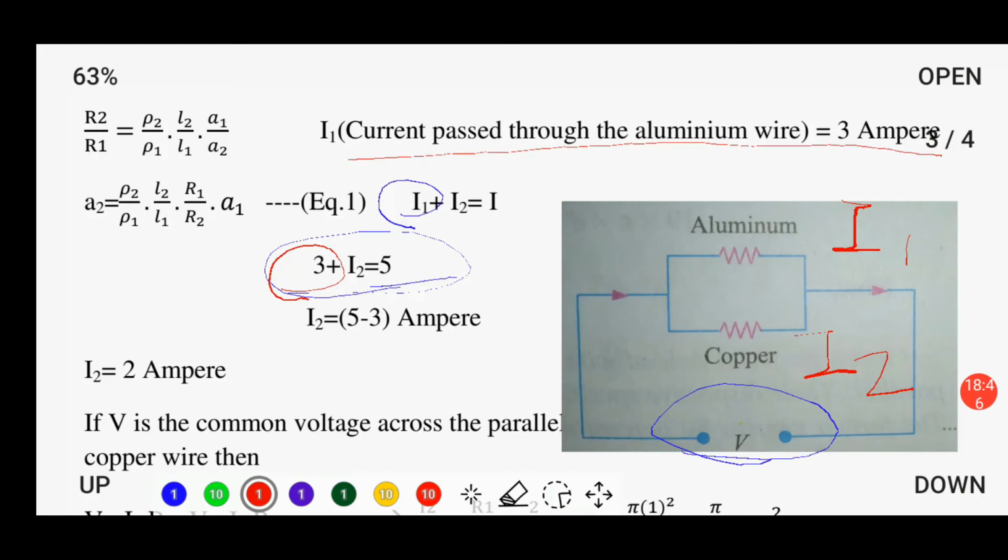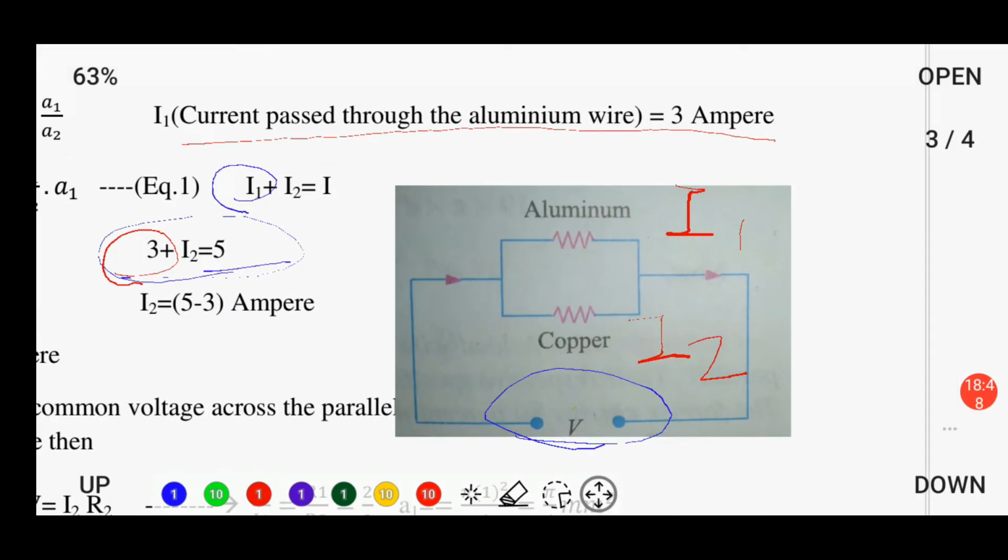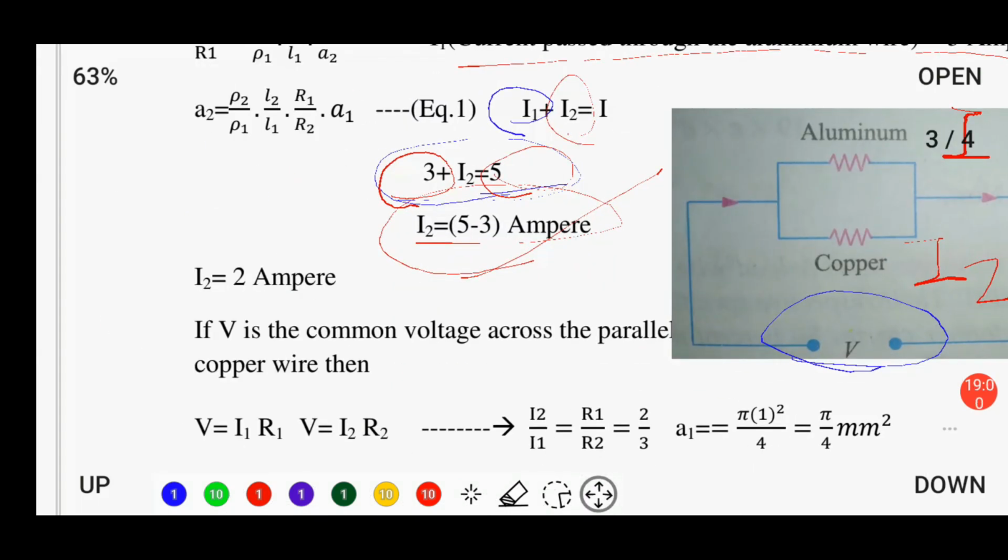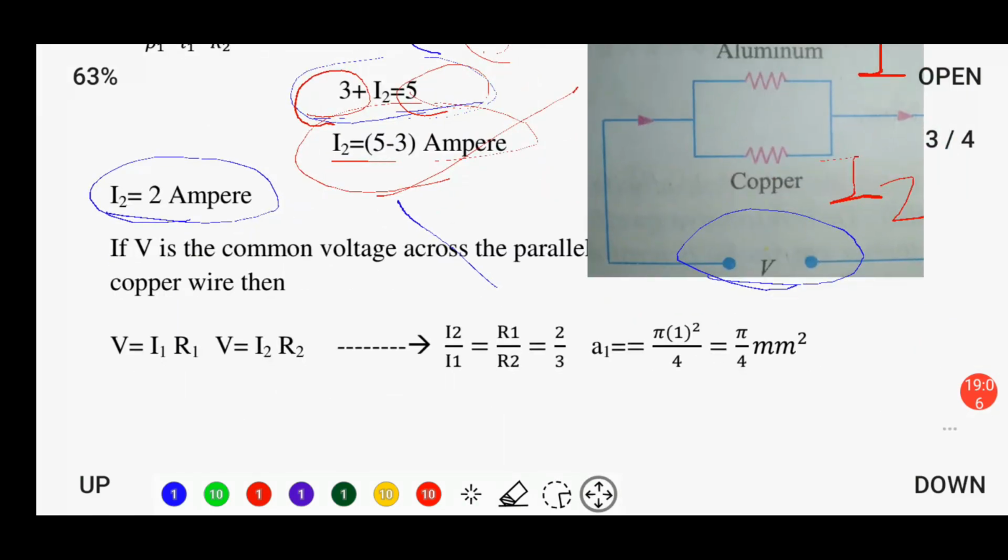Current flowing through the aluminum wire is given as 3 ampere, and the total amount of current flowing is 5 ampere. So now we have to find out the value of I2. Value of I2 will come out to be equal to 5 minus 3 ampere. So the amount of current flowing through the copper wire is equal to 2 ampere.